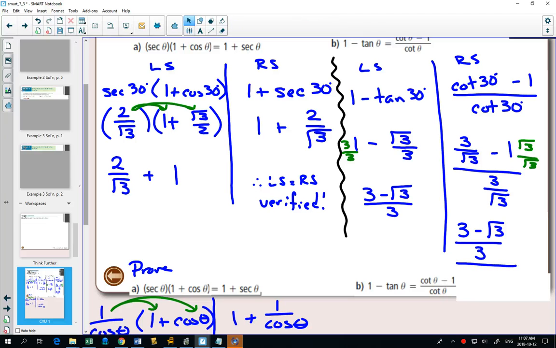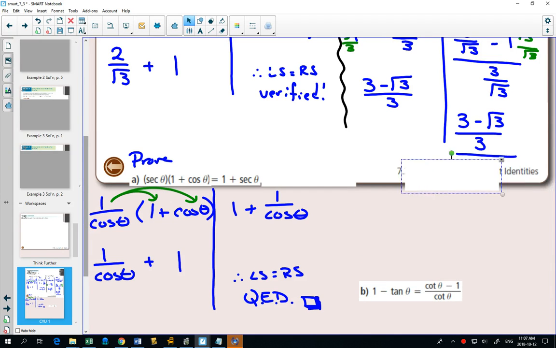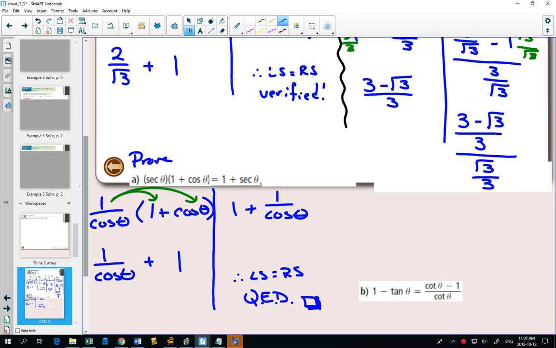Divided by, slide this down, divided by root 3 over 3. And now that I have a single fraction on the top and a single fraction on the bottom, yeah?